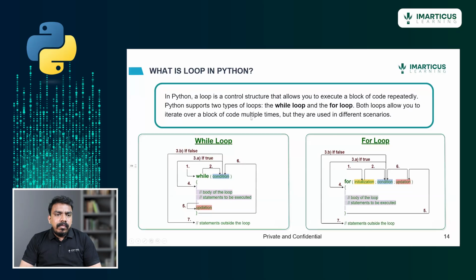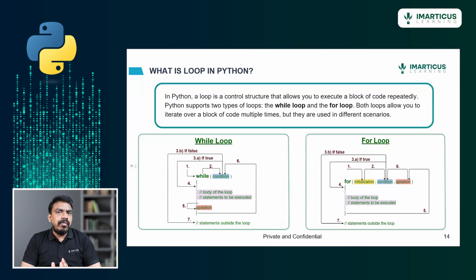So we'll discuss more about loops in Python. Without further ado, let's talk about what loops are. In Python, a loop is a control statement, or control flow statement, that allows you to execute a block of code repeatedly, right? Python supports two different types of loops. One is the for loop and the other one is the while loop.